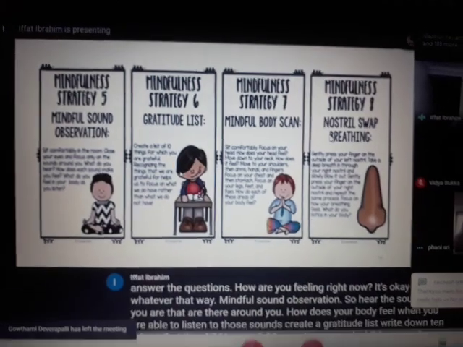Mindful sound observation. So hear the sounds that are there around you. How does your body feel when you are able to listen to those sounds? Create a gratitude list. Write down 10 things that the child is grateful for. So you can ask children to do all these things.